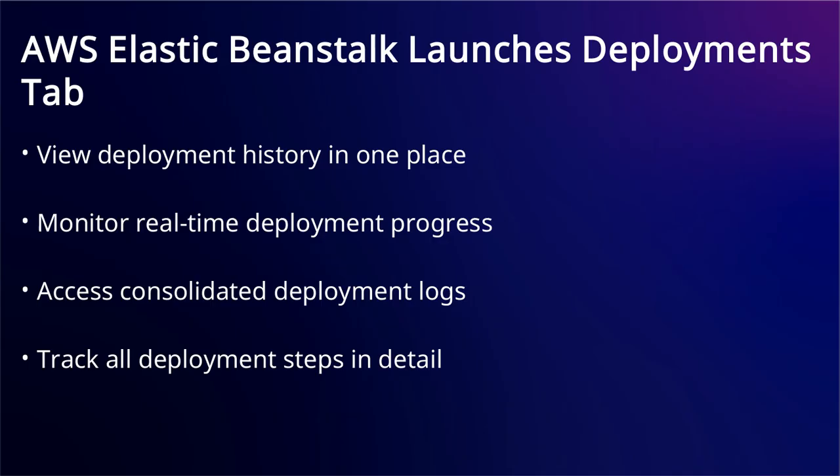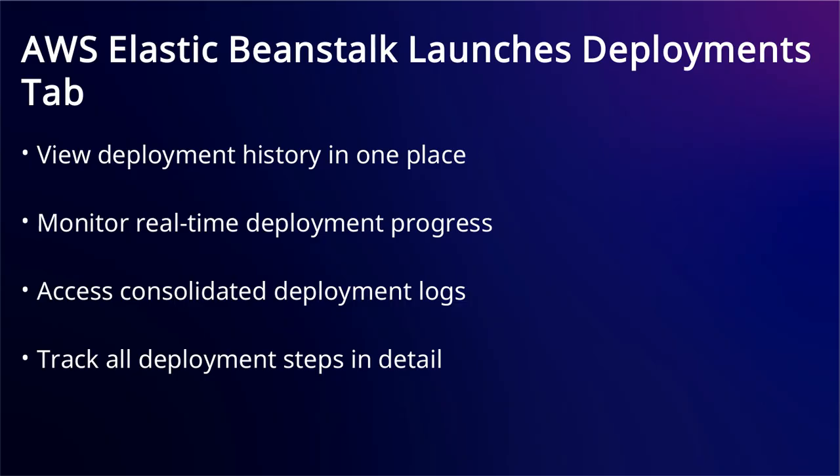AWS Elastic Beanstalk users previously had to wait for deployments to complete before accessing logs and correlating events from multiple sources. The new Deployments tab solves this by providing a consolidated view of deployment history and real-time progress. You can view deployment status, events, and detailed logs in a single interface, even during ongoing deployments.